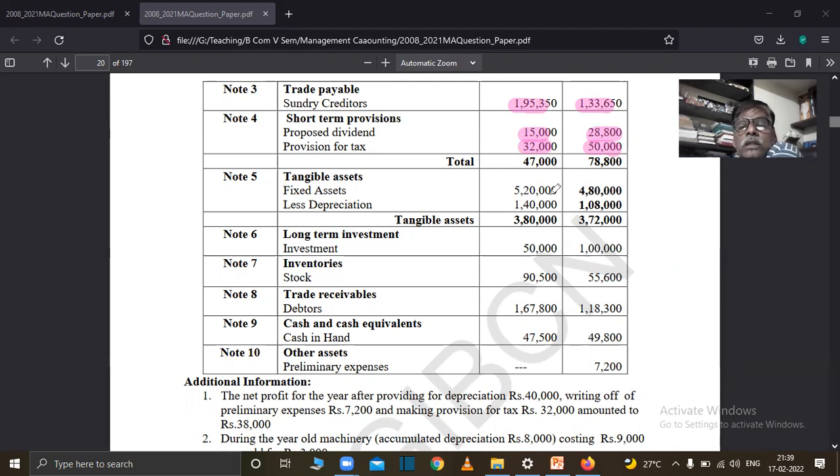So there is an increase of 40,000. 40,000 increase is called as application.